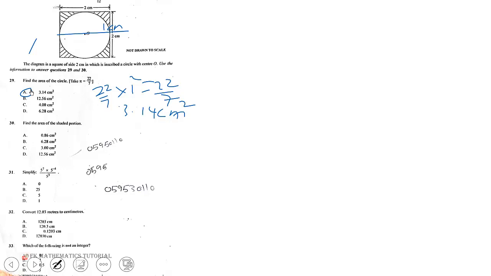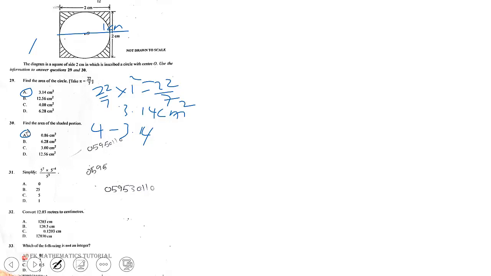Find the area of the shaded region. The shaded region is area of the square minus area of the circle. So area of the square is 4, which is 2 times 2, minus 3.14. 4 minus 3.14 will give you 0.86 centimeters squared, which is option A.